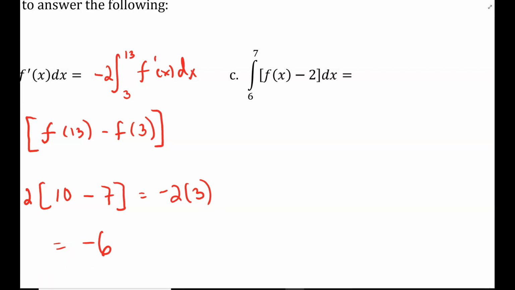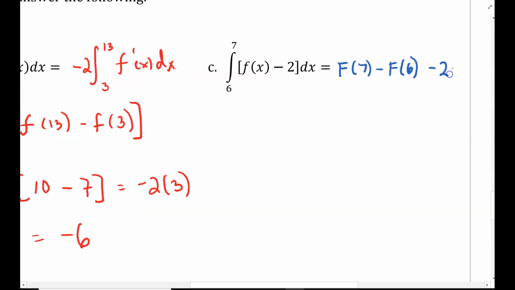Okay, hopefully you were able to pause the video and try this one. Here, I'm going to go ahead and integrate f of x. That's going to be capital F of x, evaluated from 7 to 6, minus 2, evaluated from 7 to 6. Your width here is 7 minus 6. That's just going to be 1.